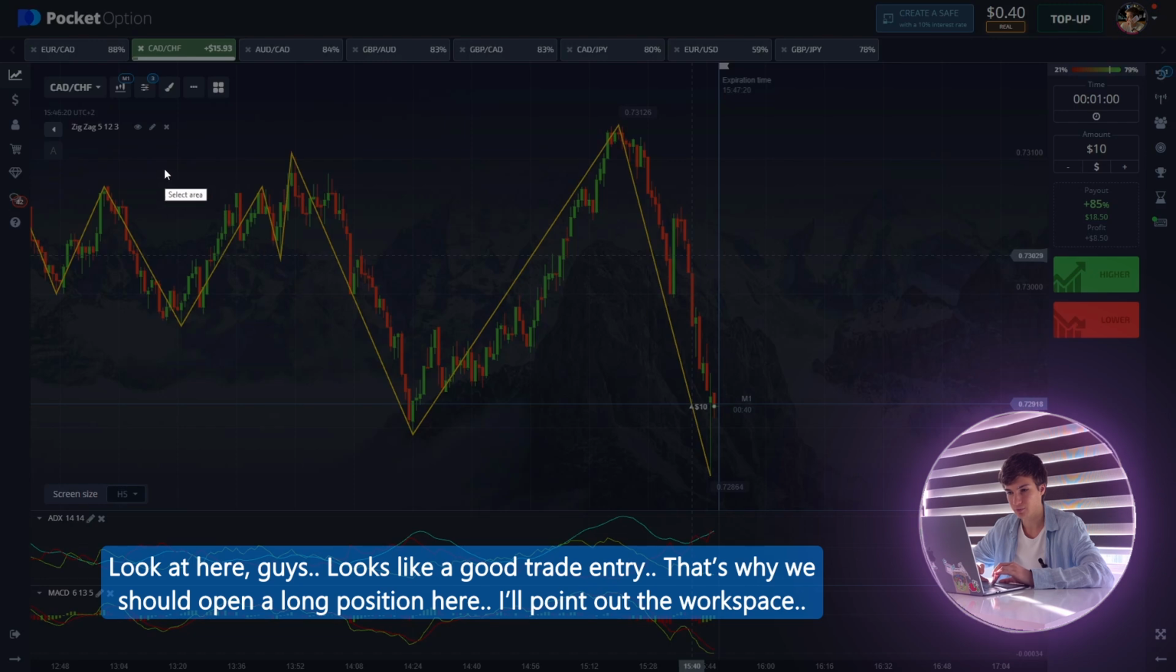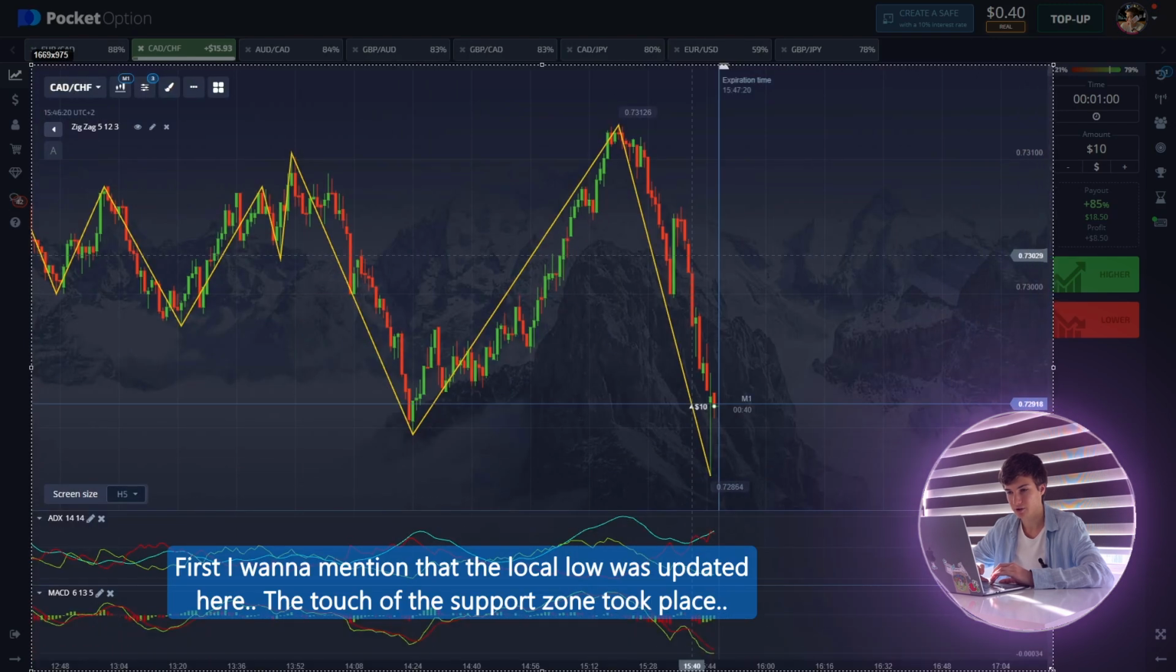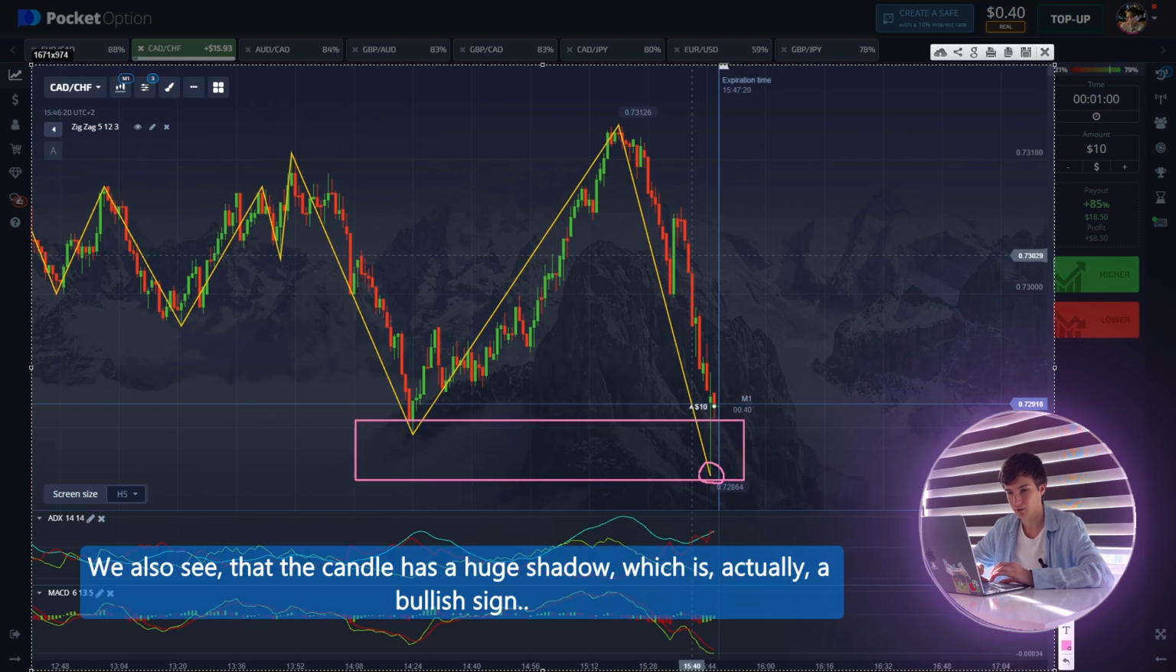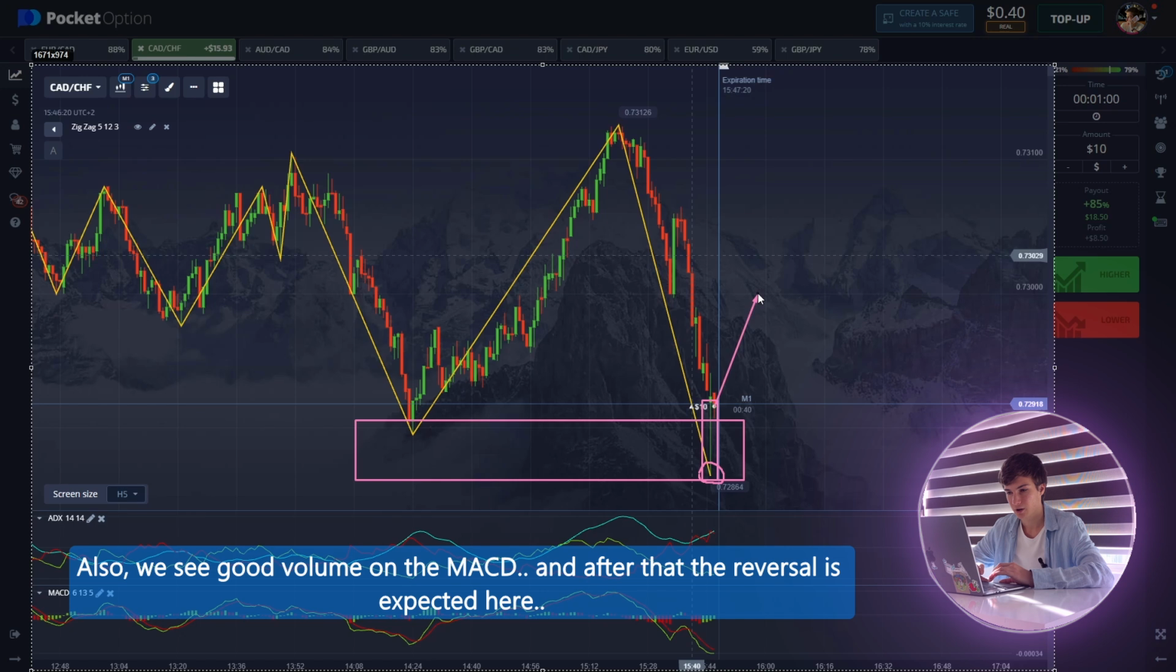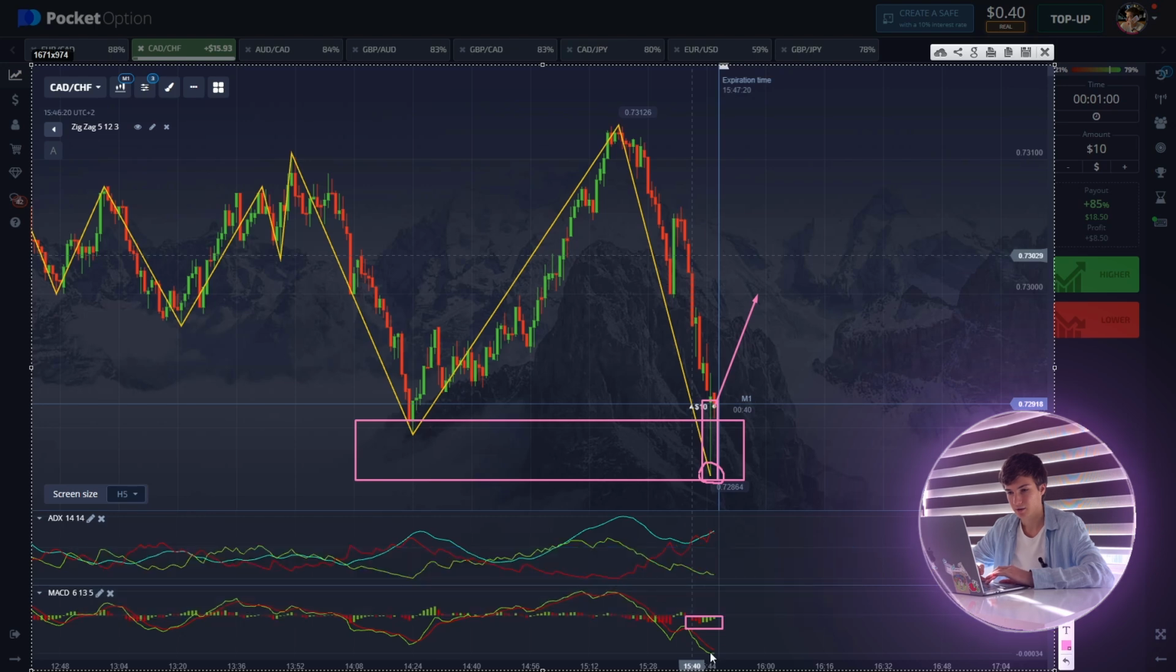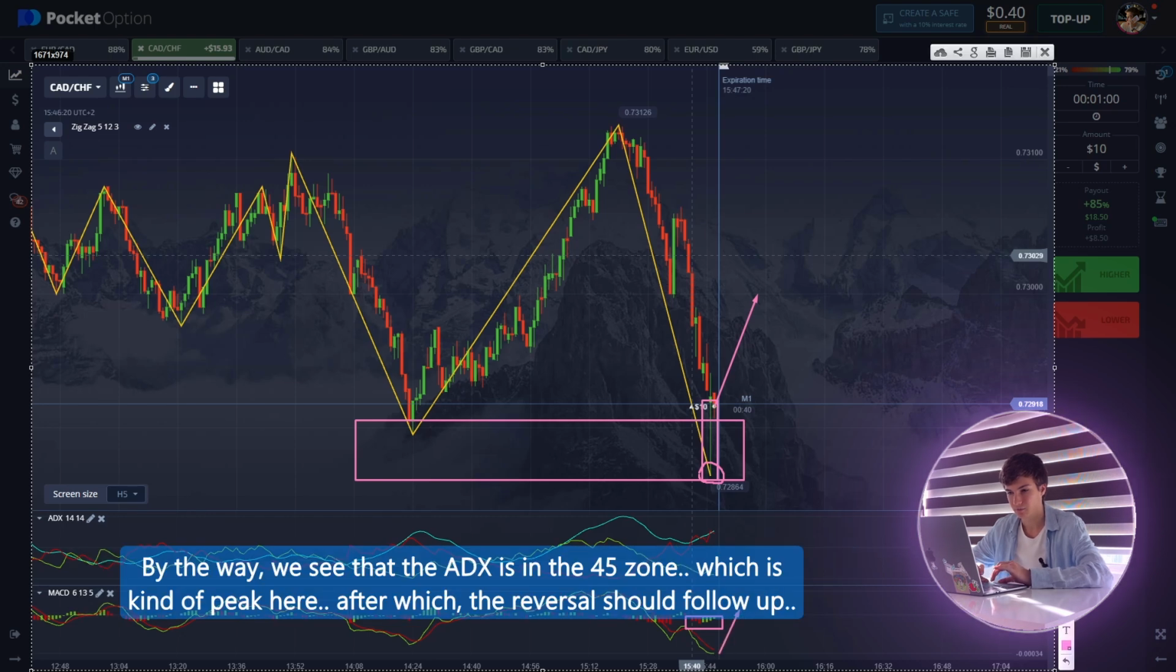I'll point out the workspace. First, I want to mention that the local low was updated here. The touch of the support zone took place. We also see that the candle has a huge shadow, which is actually a bullish signal. Also, we see good volume on the MACD, and after that the reversal is expected here. By the way, we see that the ADX is in the 45 zone, which is kind of a peak here, after which the reversal should follow.